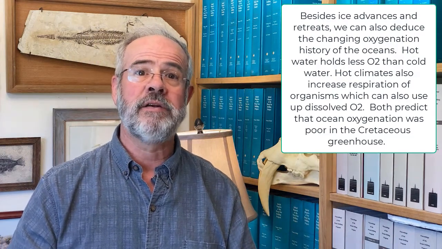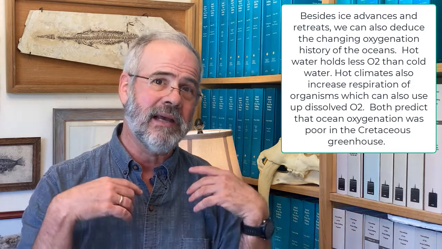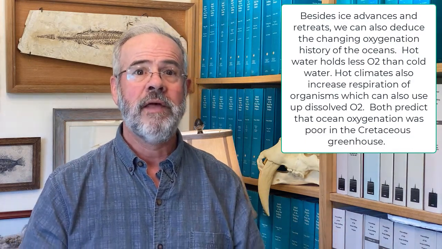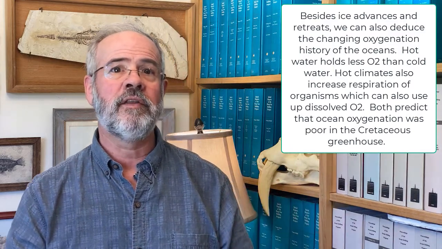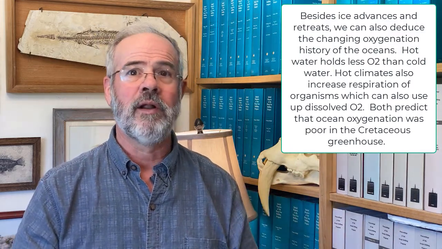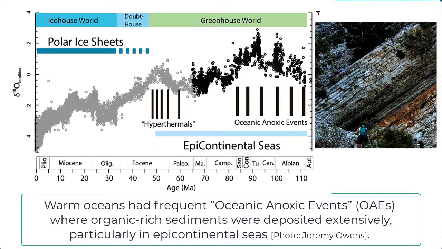As a result, bacteria in a warm ocean tend to completely oxidize available food, and this depletes the ocean of oxygen as well. A consequence is that the greenhouse ocean was not as well oxygenated as the modern ocean. The epicontinental seas, for instance, were prone to being driven into severe hypoxia. Indeed, the Jurassic and Cretaceous ocean records are punctuated by oceanic anoxic events, also called OAEs.